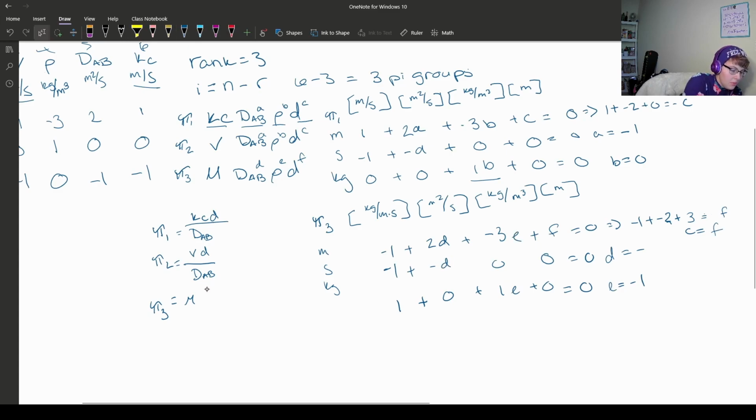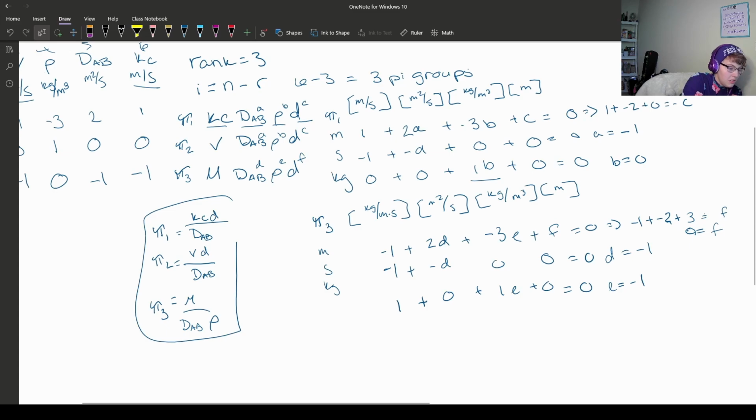Alrighty. So we know that D is equal to -1. So once again, the diffusion coefficient will go here. And then E is the density, that is also on the bottom. And then since F is equal to 0, that one is not involved.